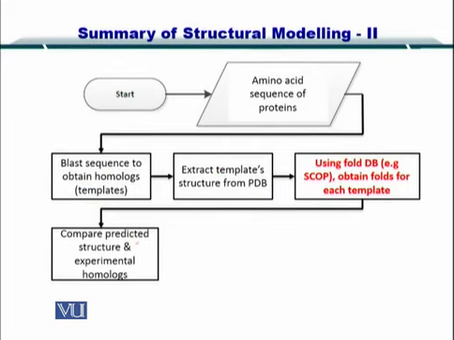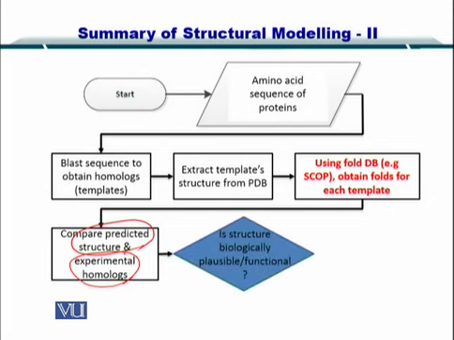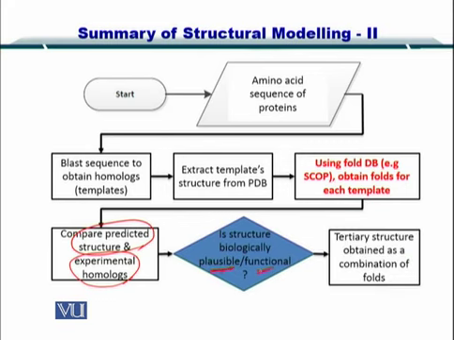Next, you compare the predicted structure and experimental homologs. So if the structure that is predicted is plausible and functional, then you select it and you try to create a tertiary structure by creating combinations of the folds. And therefore, your structure is made.